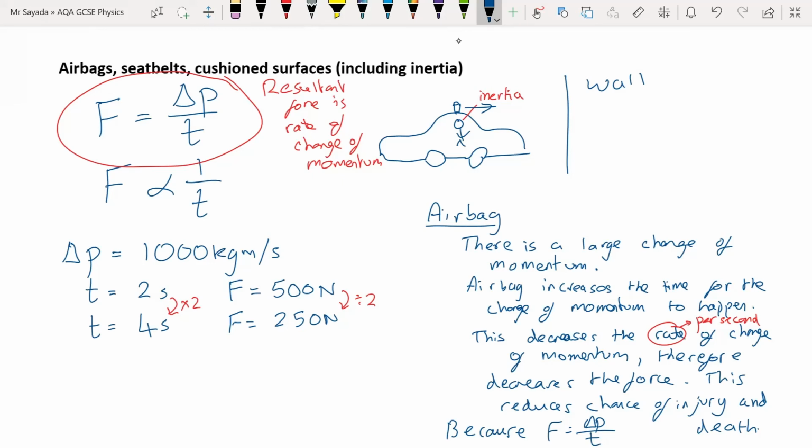So why are the floors of playgrounds soft? Well, if a child were to fall off a swing, there would be a large change in momentum. The cushioned ground increases the time for the change of momentum to happen. This decreases the rate of change of momentum, therefore decreases the force. This reduces the chance of injury. It's the same every single time. So that is the answer to any question about how these soft surfaces reduce injury.